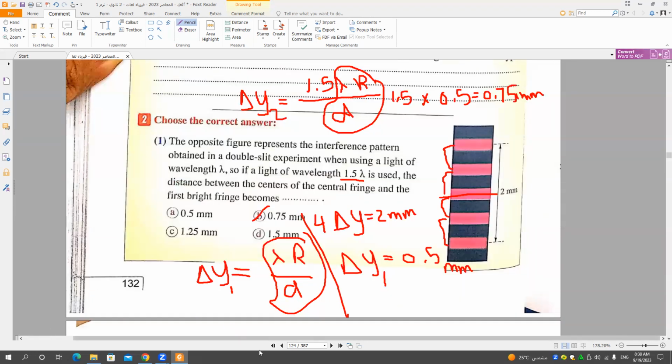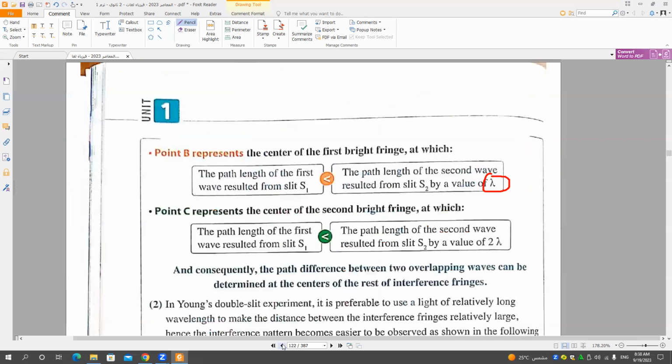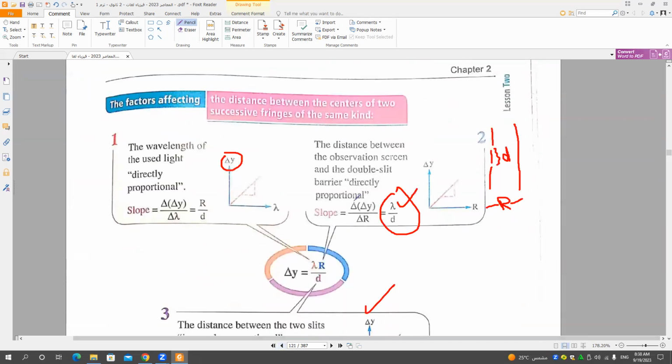From the relation of delta y with wavelength, it is a direct relation. When the wavelength increases to 1.5 of its value, keeping the other variables R and D constant, delta y will also increase to 1.5 of its value, because they have a direct relation.